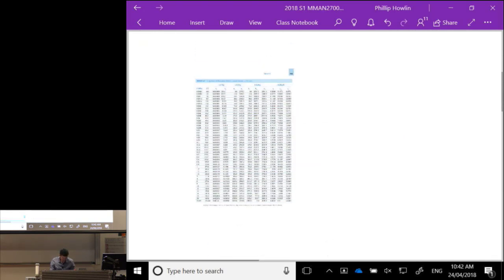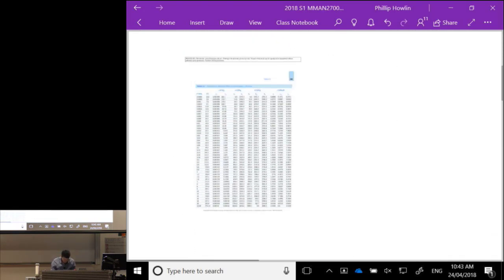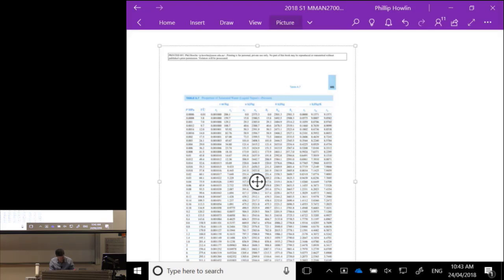We'll jump over and grab the pressure table, saturated pressure, for reference. Copy.